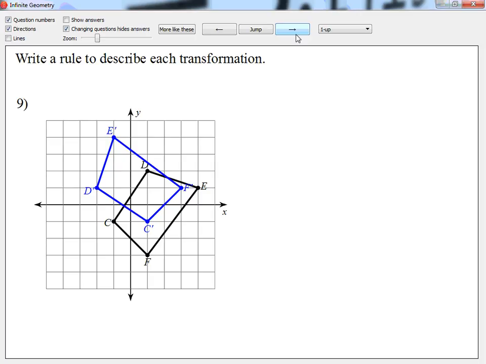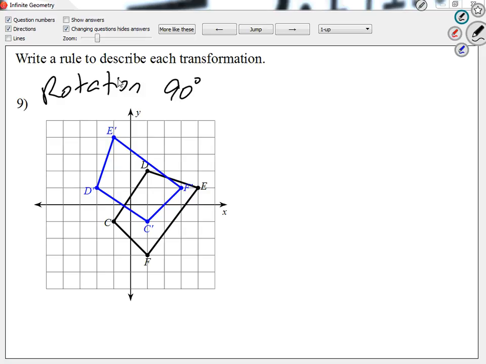Rotation 90 degrees. Clockwise or counterclockwise? Counter. Rotation 90 degrees counterclockwise. About the order.